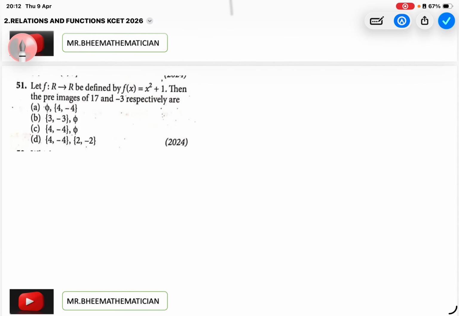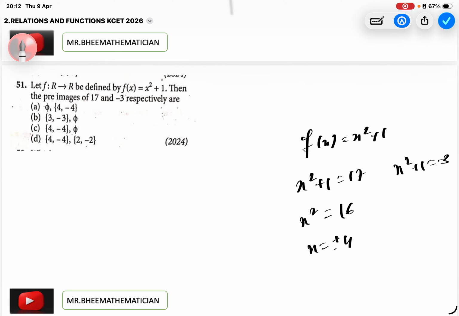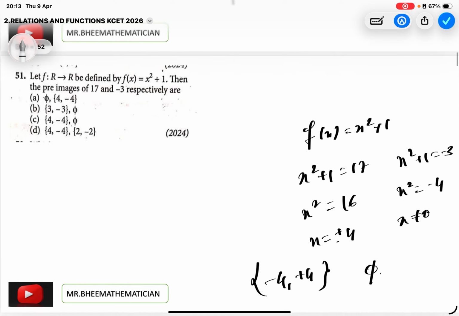And question number 51, they have given a real to real function defined by f of x equal to x square plus 1. Then the pre-images of 17 and minus 3. So it means x square plus 1 equal to 17, and x square plus 1 equal to minus 3. X square equal to 16, x equal to plus or minus 4. X square equal to minus 4, there is no solution for this one. The second one is empty, the first one is minus 4 and plus 4. So I hope you understood this. 4, minus 4, and empty. 51 is answer C.